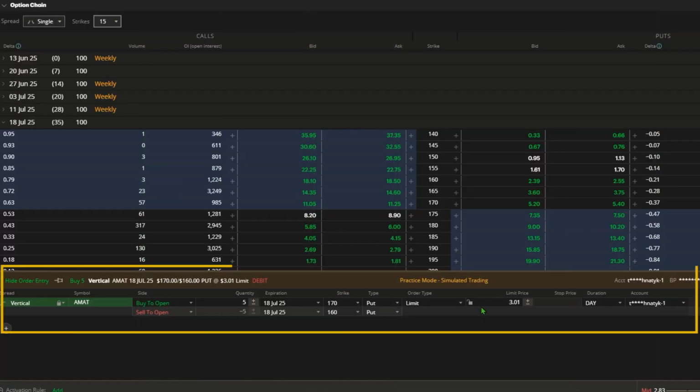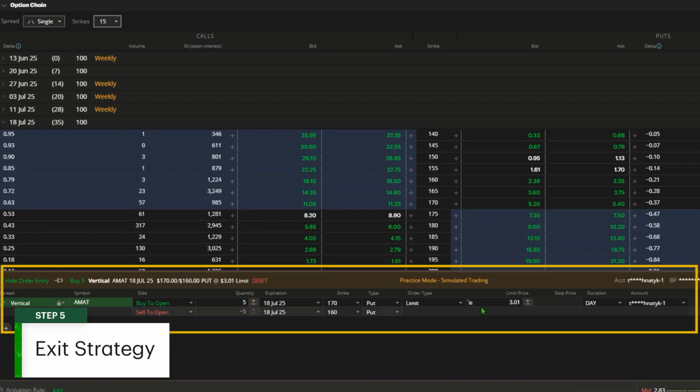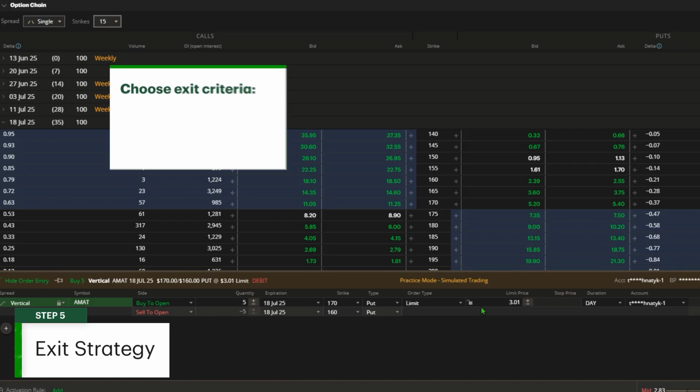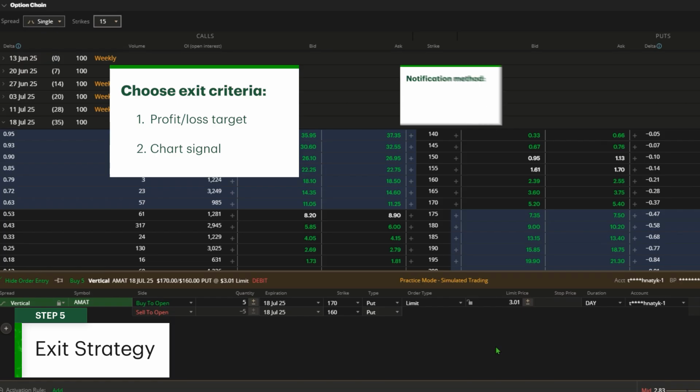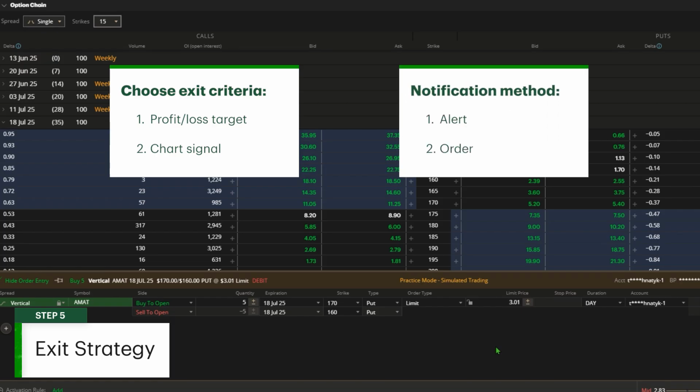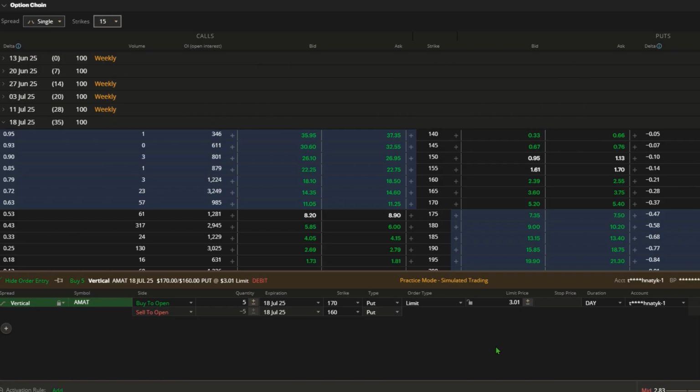So there's your trade based on analyzing the chart, but what's your exit strategy? Do you sell when you hit 80% of your max profit to lock in your gains? Or maybe you sell when the chart signals a change in sentiment. Do you use an alert or a stop order? It's usually a good idea to have some sort of criteria for exiting your trade, whether it's a profit or loss. And your risk tolerance will play a big part in this decision.